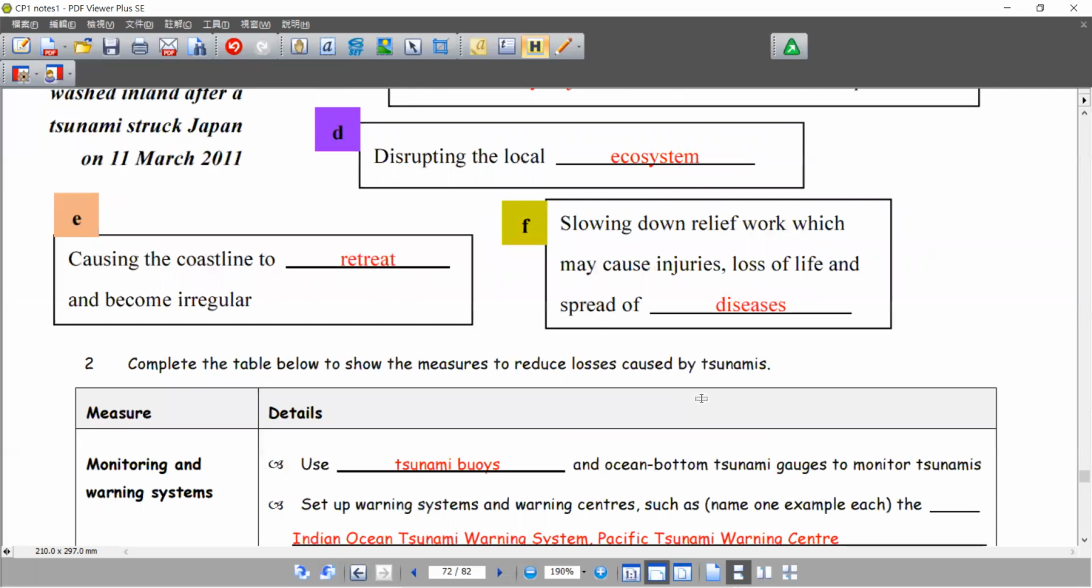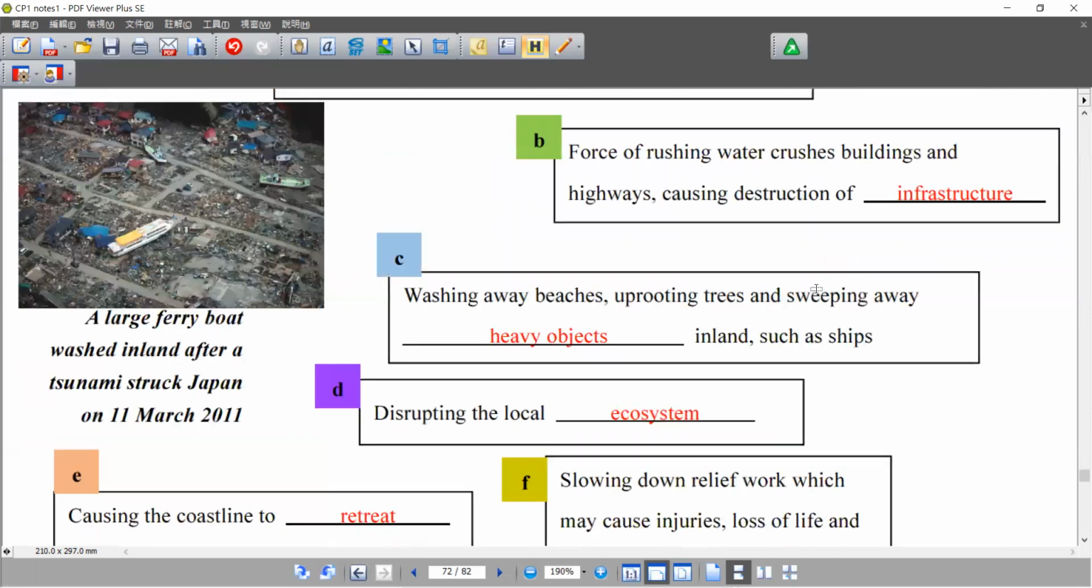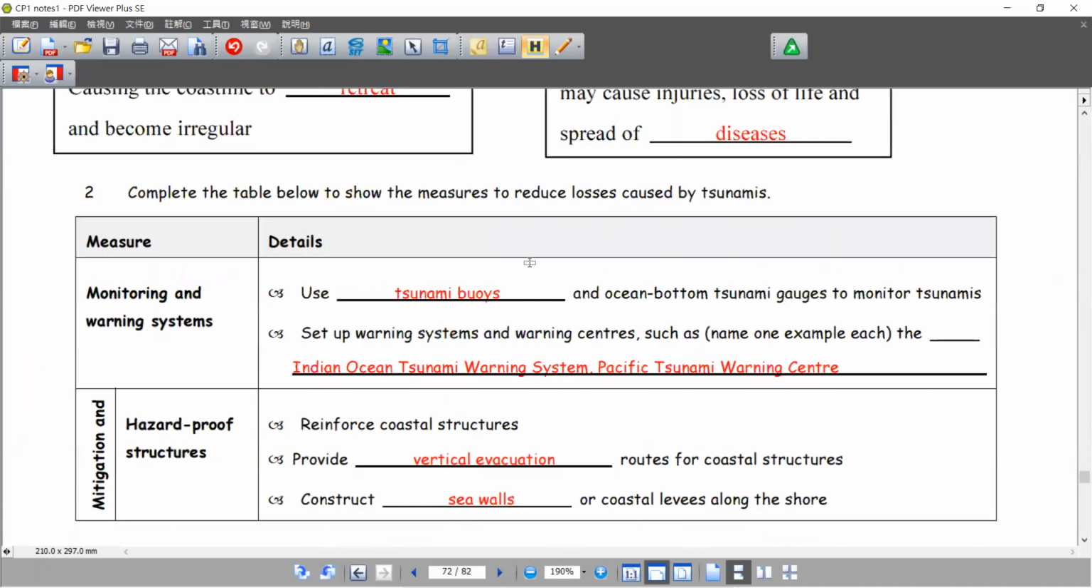This is also a recap of the previous ones. For here, maybe we can use tsunami buoys, instead of just saying seismograph, this kind of thing, which is too annoying. And also ocean bottom tsunami gauges to monitor the tsunami, which are things under the sea, on the seabed, checking the vibration of the seabed. Then it can transmit the signal to the buoys, and then the buoys will transmit the signal back to the cities, maybe asking people to leave earlier.